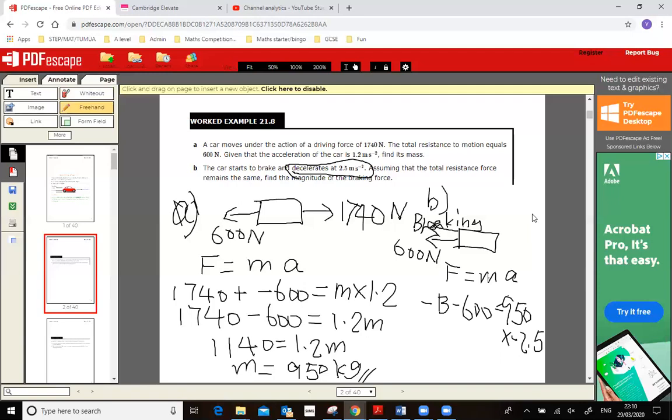Okay, so by rearranging the formula, you put it in a calculator and work out that the braking force B equals 1,775 Newton. That's our final answer. Right, let's have a look at another example.